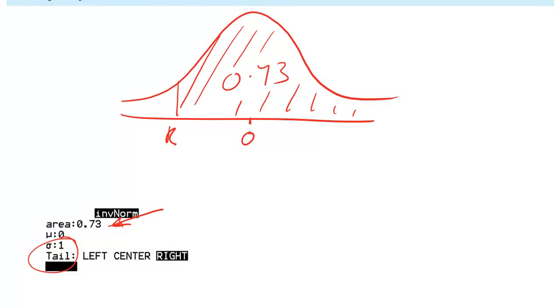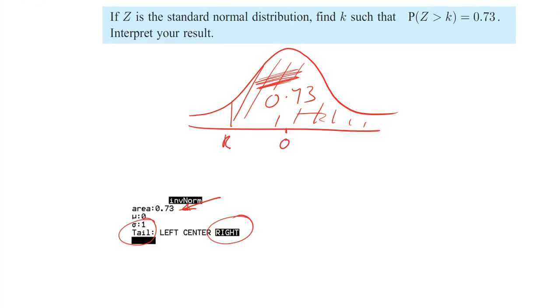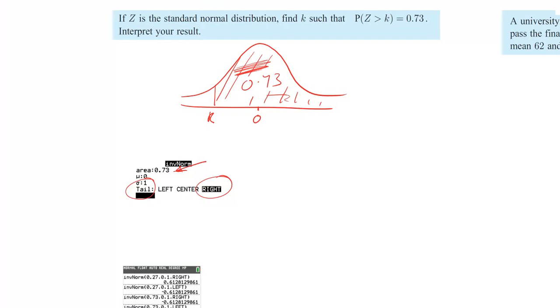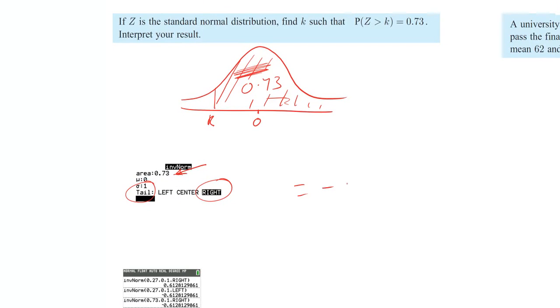So clearly, we are to the right of the quantile k that we're trying to find. So we want to select right here. Now, if you don't have this option on your calculator, the default is to the left. So it will have to be 0.27. Okay, if you don't see a choice of a tail, that's what you're going to have to type. So press enter, and we should get our answer. It is going to be negative 0.613. Okay. So I hope that makes sense.